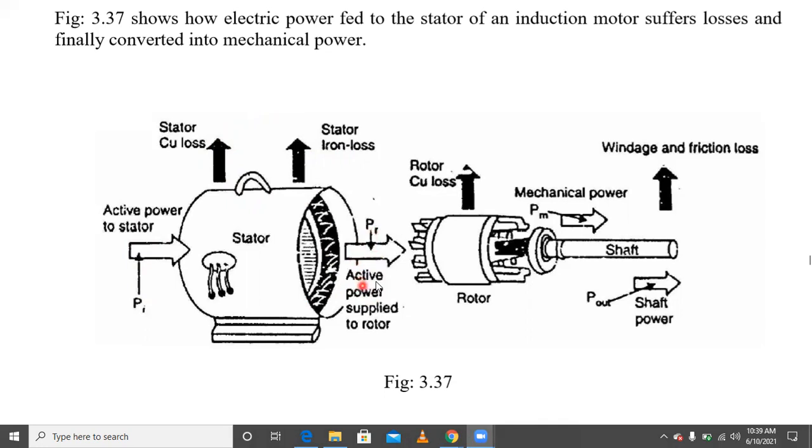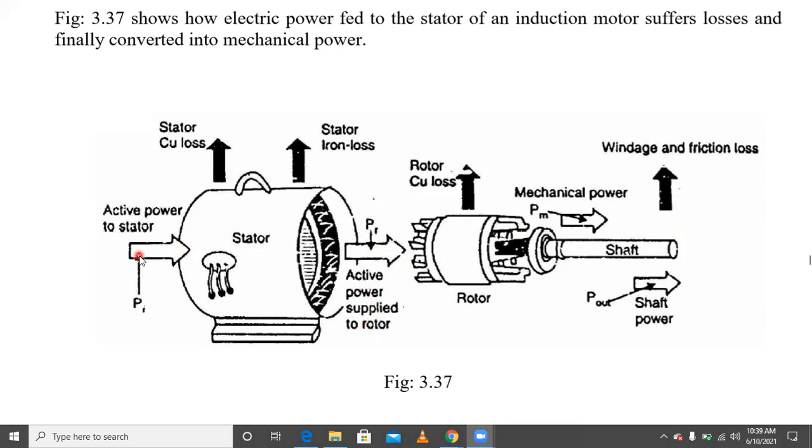Understood? This input minus this loss, whatever the losses that take place in the stator of the induction machine. So stator input minus these losses is called stator output. That is called rotor input. That is called PR, the active power supplied to the rotor.